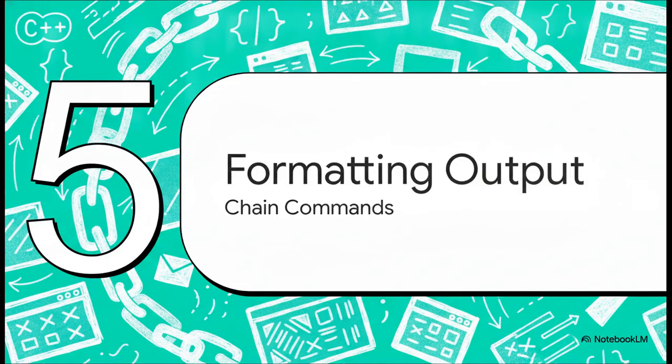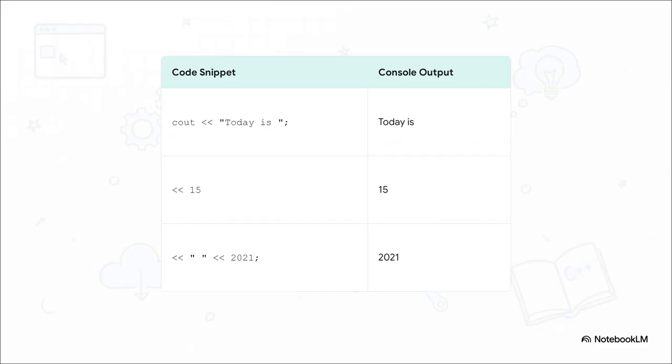All right, let's level up. Section 5, formatting text and numbers. With a working program under our belts, let's look at how we can start chaining these commands together to format the visual output in your console and display way more complex information.